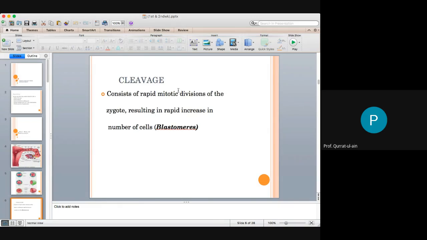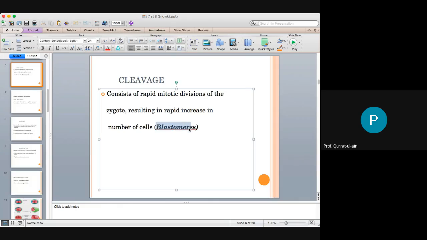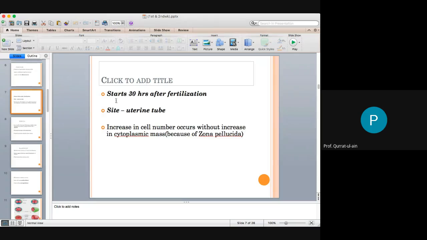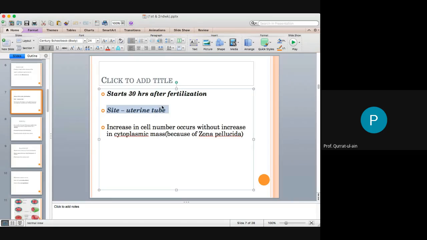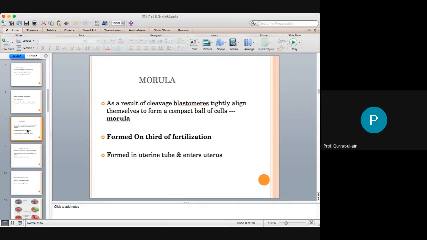The process of cleavage is the rapid mitotic divisions of the zygote. As the mitosis occurs, the number of cells increases, and these cells are known as the blastomeres. This cleavage process starts 30 hours after fertilization and occurs within the uterine tube. Within this, the compaction process occurs, and there is no increase in size because of the presence of the zona pellucida, and this is important. Otherwise, this would lead to the bursting of the uterine tube.